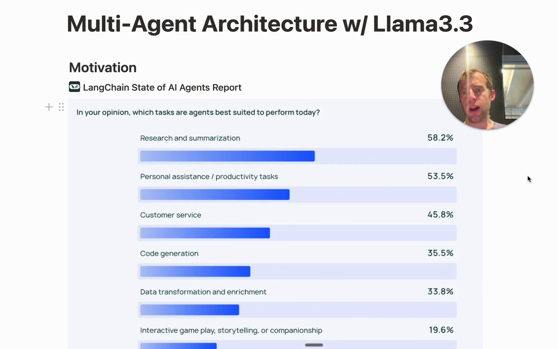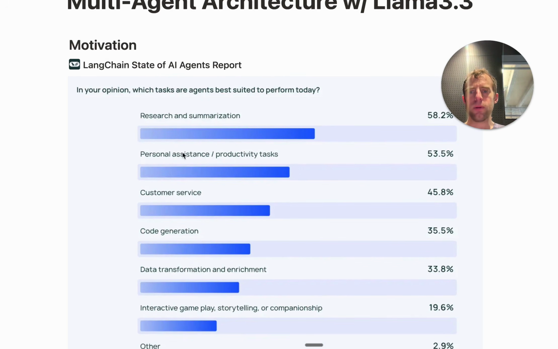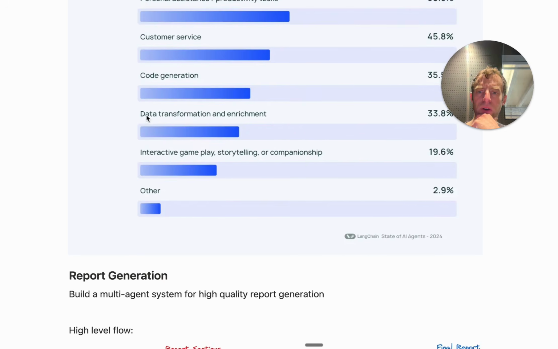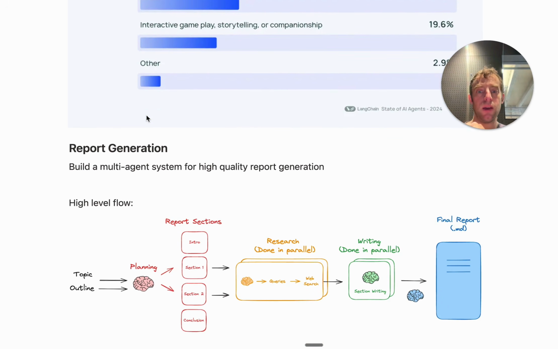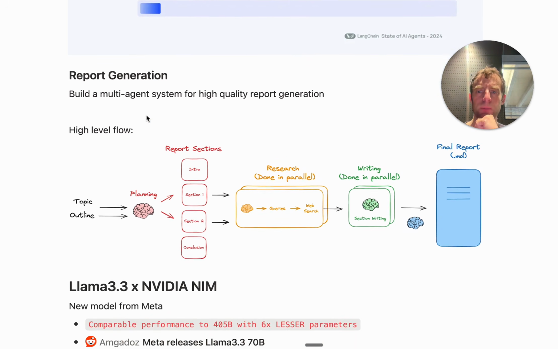Earlier this fall, we put out a State of AI Agents report where we asked 1,600 people in the AI industry what are top use cases for agents. Now, we noticed that the top reported use case is research and summarization. And this is something I've been doing quite a lot. So I want to talk about an architecture that I've been using for automated research and summarization and show how to build this using Llama 3.3.